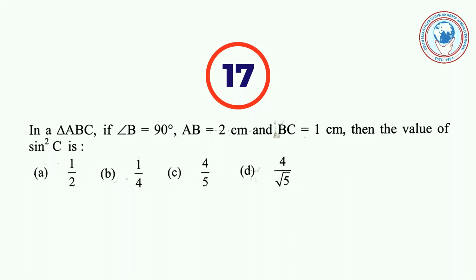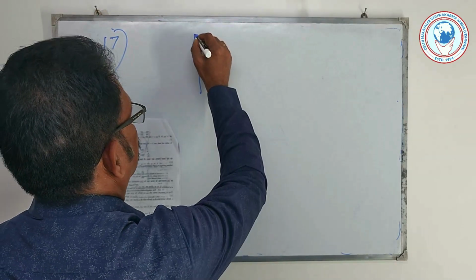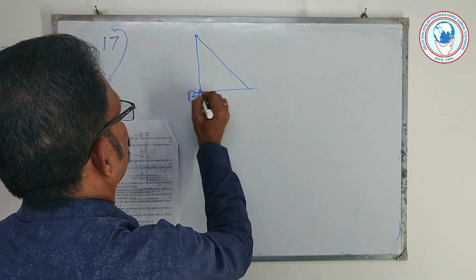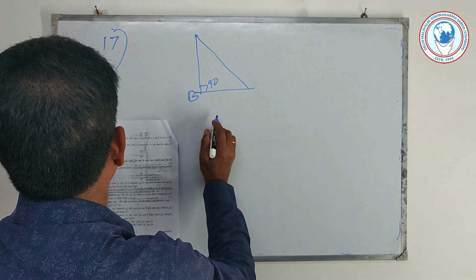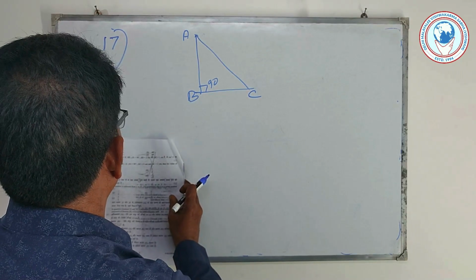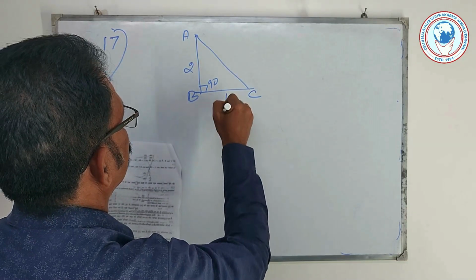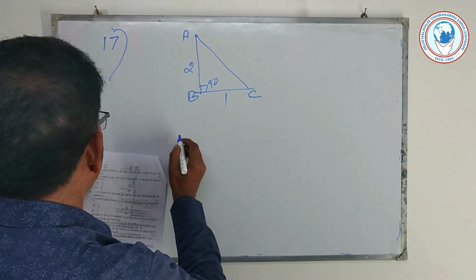17. In triangle ABC, if angle B is equal to 90, AB is equal to 2 centimeter and BC is equal to 1 centimeter, then the value of sine square C we want. Angle B is 90, ABC. AB is equal to 2, BC is equal to 1. We want sine square C.